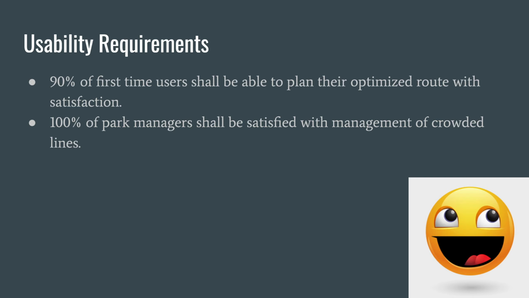So yes, we have identified two usability requirements. The first one is 90% of first-time users will be able to plan their optimized route with a high satisfaction rate. And the second requirement is that 100% of the park managers will be satisfied with the management of overcrowded lines, because with our app, we are reducing the normally crowded lines. Next.